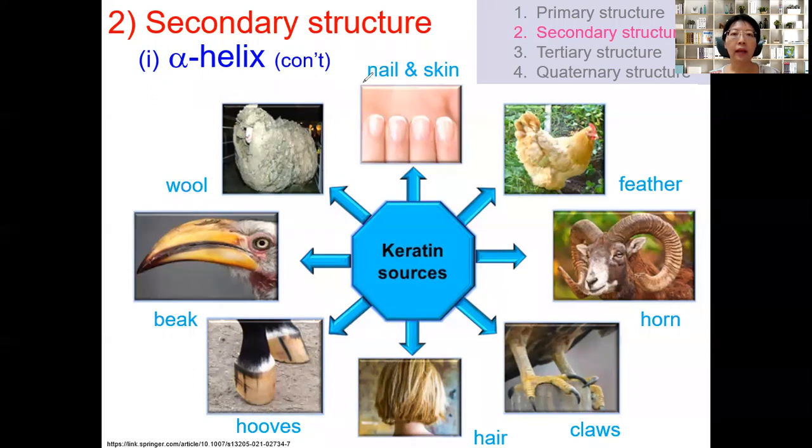So you can see nail and skin, feather, horn, claws, hair, hooves, beak. Can you see hooves and beaks are really, really hard? So it's called rigid. Wool, okay? So these are examples of keratin in animals, which is made up of alpha helix.